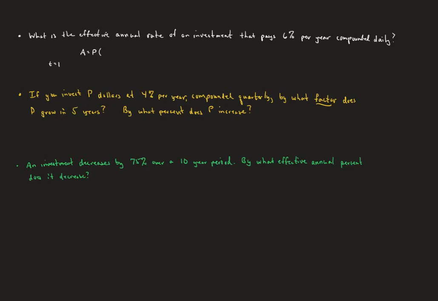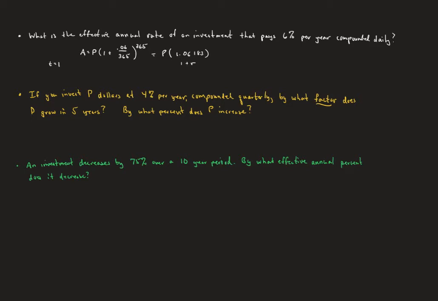So it's going to be P times 1 plus, the 6% is going to become 0.06 when we convert it to decimal from a percent. And daily means our N is 365, and that will be raised to the 365 times 1 is 365 power. So this goes into your calculator, and so we're going to get that P will be multiplied by, let's see, I think it's 1.06183. And so that is our 1 plus r.